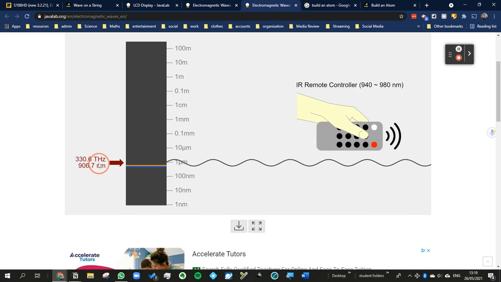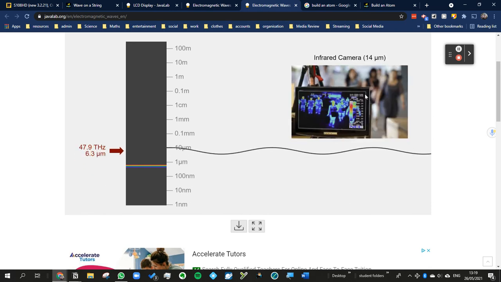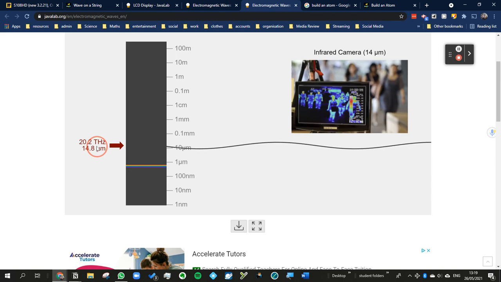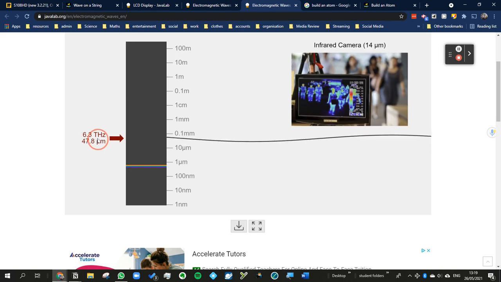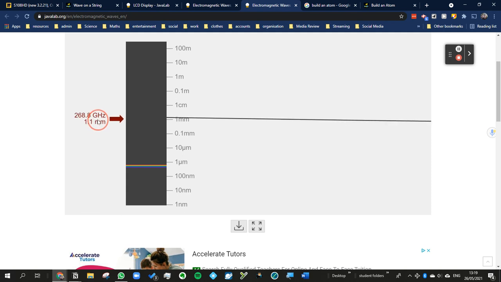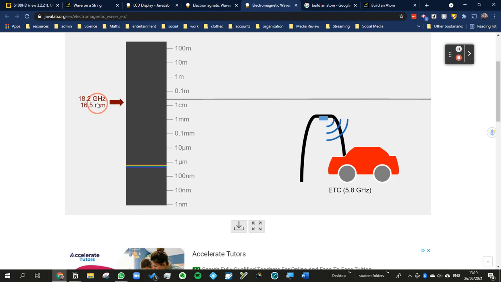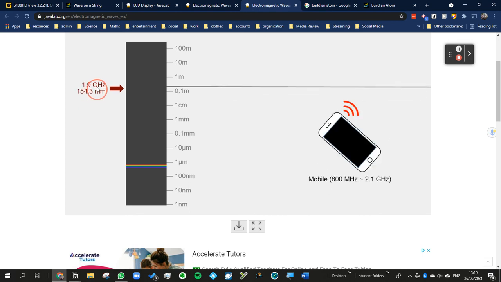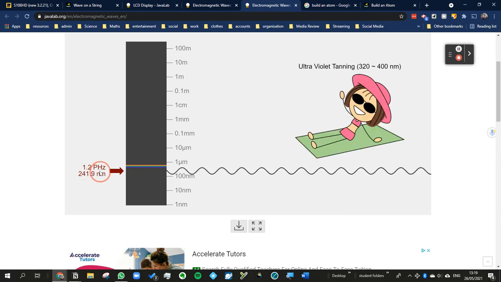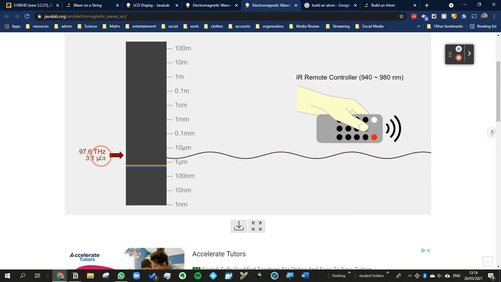Then, although this simulation gives you a bit more information, like it shows you that infrared remote control uses a different range to infrared cameras, it gives you the general idea. It hammers home the message that electromagnetic waves are all the same type of wave as light, all the same type of wave as each other. And you can see that the wavelength is getting longer as I go up.